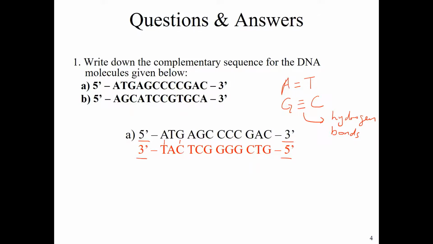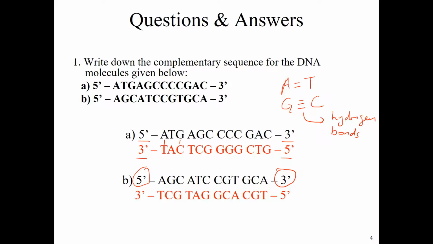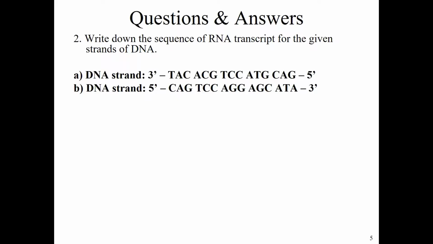And let's look at the other example, B. Again here, you're given the 5' to 3' sequence. You are required to write the 3' to 5' sequence. So here you are. G will always bind with C, T will always bind with A, based on the base pairing rules. Let's look at another question.